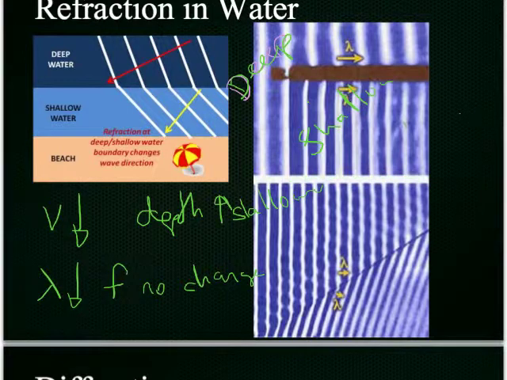So deeper, shallower water, your wavelength gets shorter. You can see it. There's the wavelength compared to deeper water. It's much longer. And this is what happens when you get your refraction too.